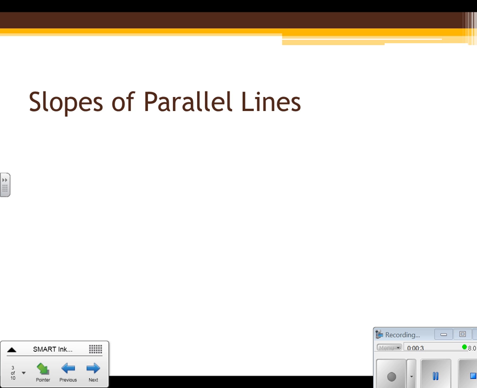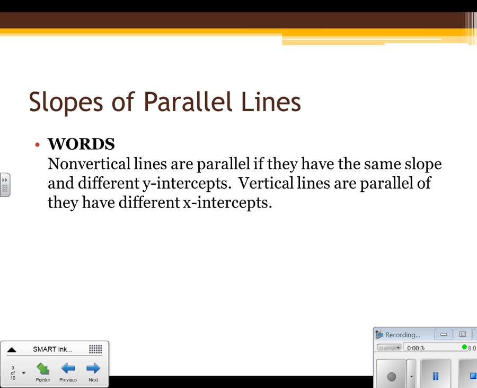When we're looking at parallel lines, non-vertical lines are parallel if they have the same slope and a different y-intercept. Vertical lines are parallel if they have different x-intercepts. So the key here is they have the same slope with different y-intercepts, unless they are vertical lines, two vertical lines with different x-intercepts.